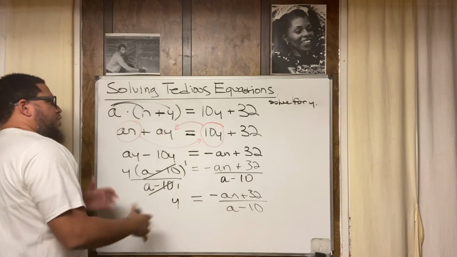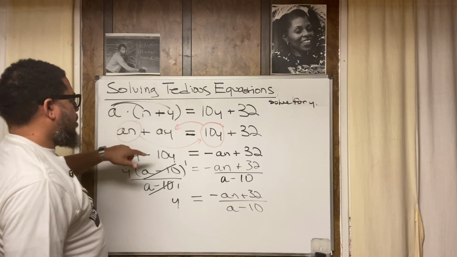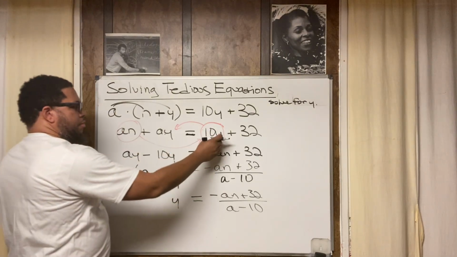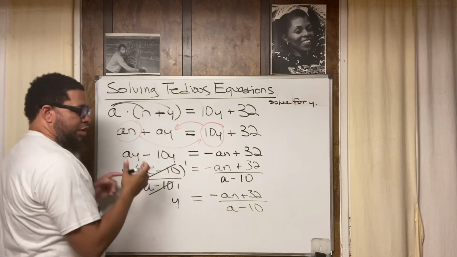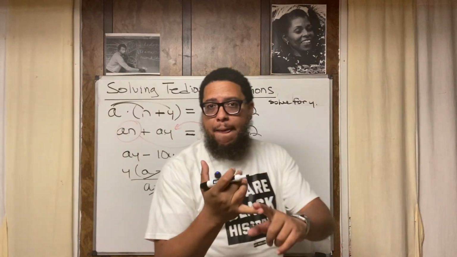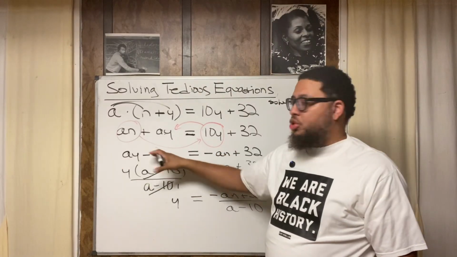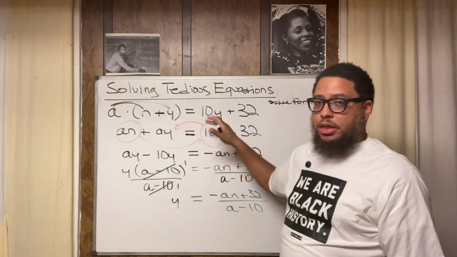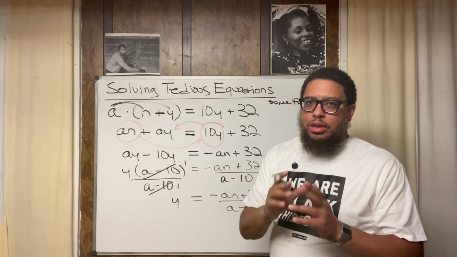Now, what was different about this problem? Well, we had to distribute. We had multiple terms with y in it. We had to get them together, and then we had to factor. So we had to distribute, transpose, and then factor. Oftentimes, you won't have to factor when you're solving a linear equation, but in this case, you did. Especially, I want you to be on the lookout for that.